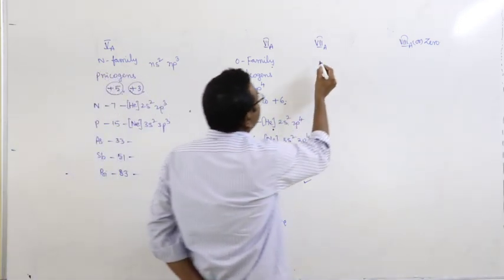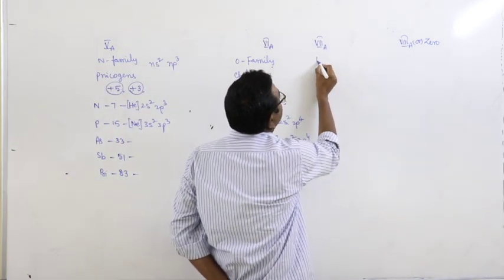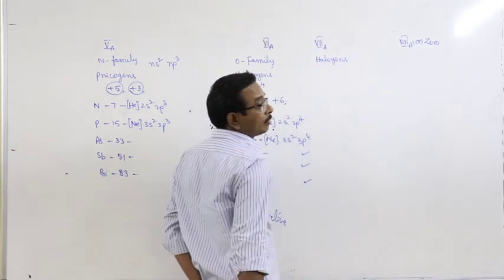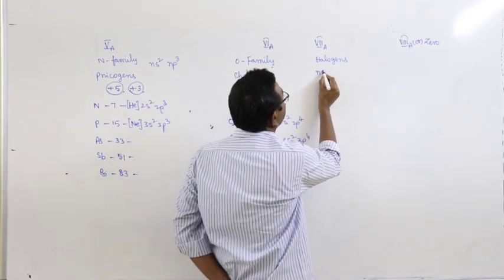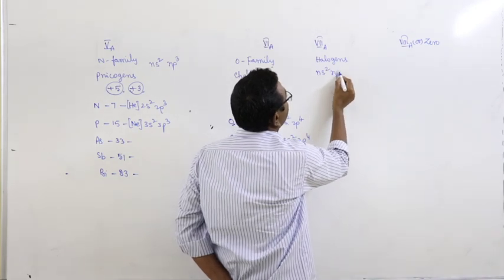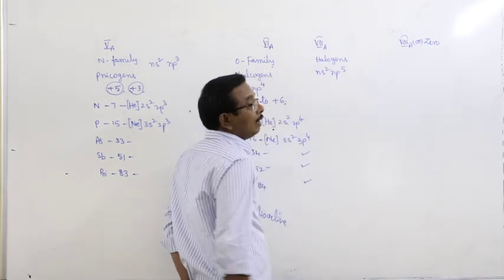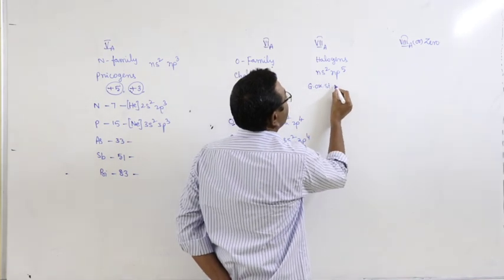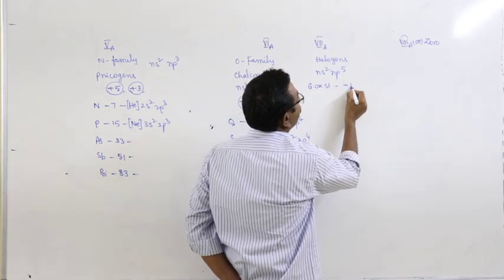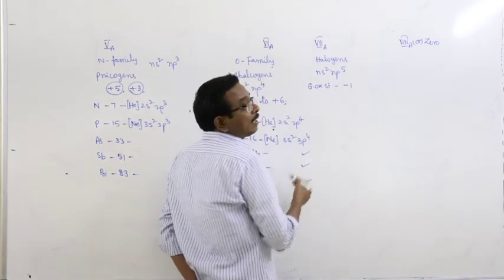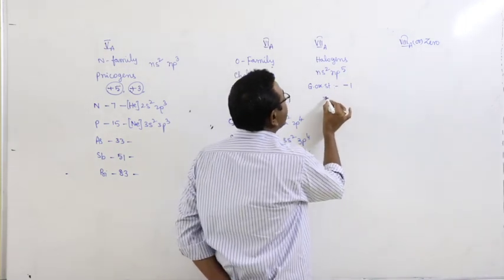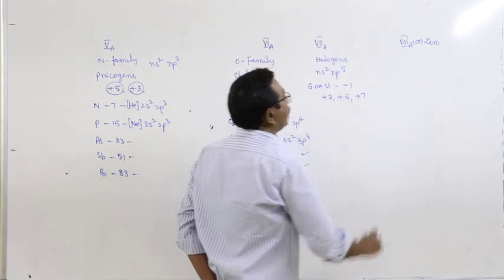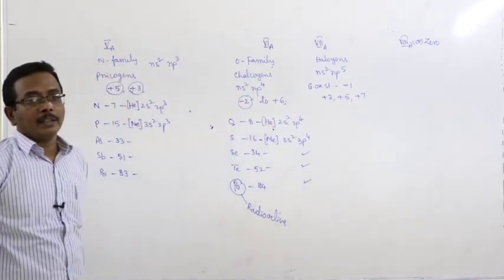And next one, 7th group elements. They are also known as halogens. And the general electronic configuration is ns2, np5. And the general oxidation state is -1. Along with -1, they exhibit the oxidation states +3, +5 and also +7.